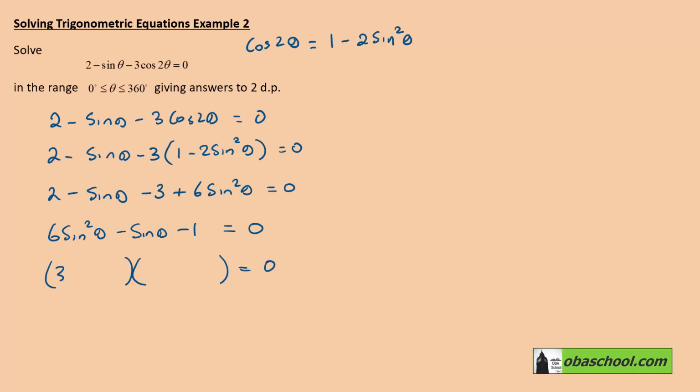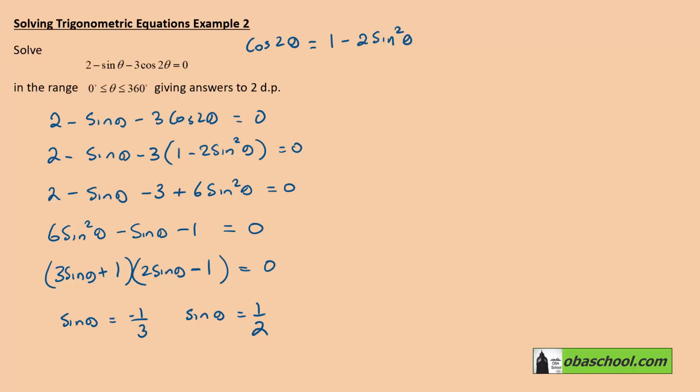So I'll put 3 sine theta here, 2 sine theta here, 1 and 1. And if I make this one a minus and this one a plus, that does the trick. So if you think about expanding that, we get 6 sine squared theta plus 2 sine theta minus 3 sine theta, which is my minus sine theta, take away 1. So that gives me that sine theta is negative 1/3, or sine theta equals a half. And both of those are completely viable. So we need to solve both of them.